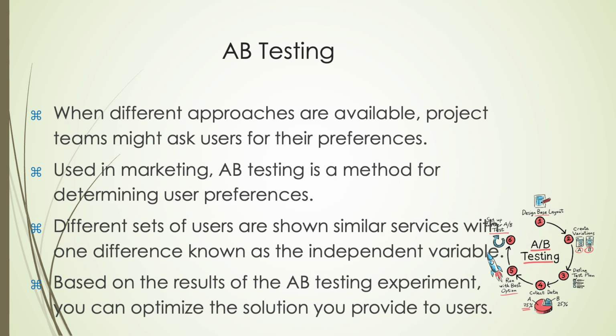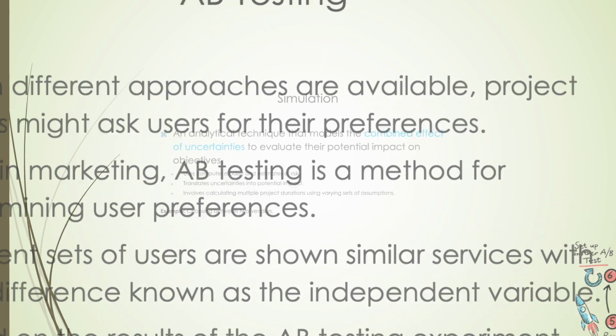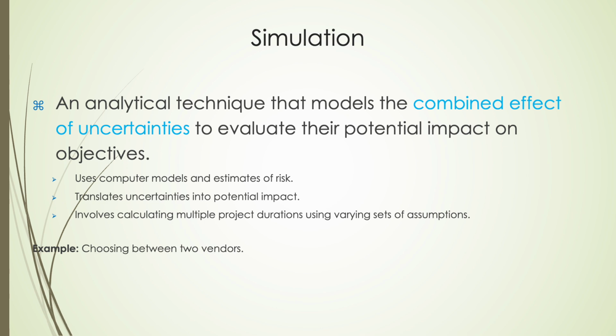When multiple approaches are possible, project teams often turn to A/B testing to find out which option users prefer. In A/B testing, different groups of users are shown slightly different versions of a product or service, usually with just one change, called the independent variable. By analyzing the user's reactions, we can optimize our solution based on real user preferences, leading to better results and experiences.